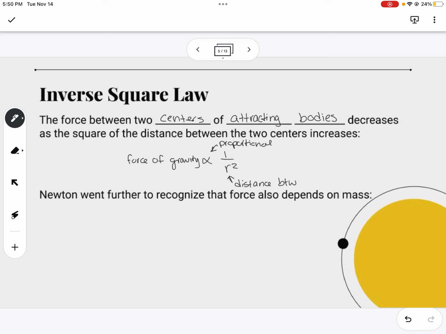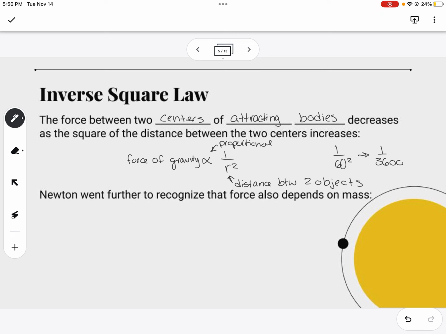Here r is the distance between two objects, the centers of two objects. So if the moon is 60 times the Earth's radius away, then the force of gravity would be 1 over 60 squared, or 1 over 3,600. So that's where he was getting that relationship from.